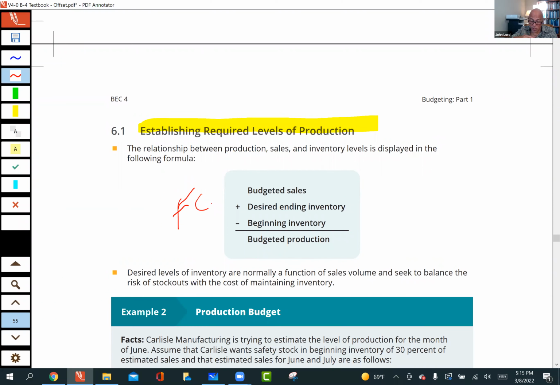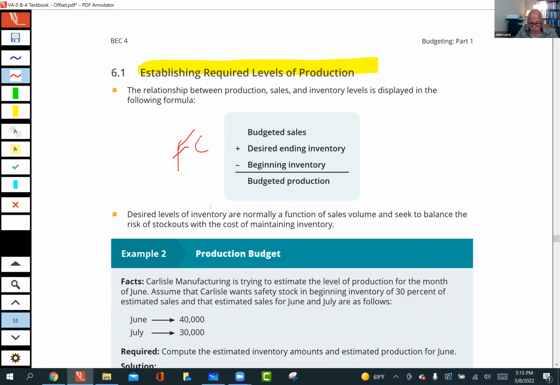So I'm going to have to produce enough of whatever it is I want to sell, plus I'm going to want some stuff left over. But if I have stuff left over, then I would have started the period, typically a quarter, with beginning inventory, so I don't need to produce those. So I subtract that, and that gives me my budgeted production.